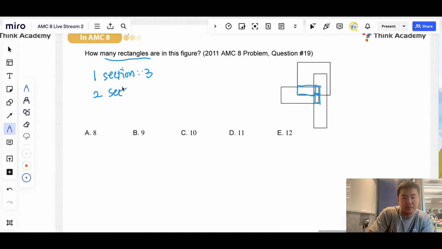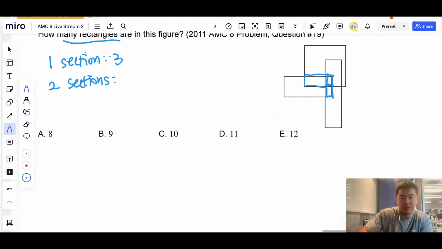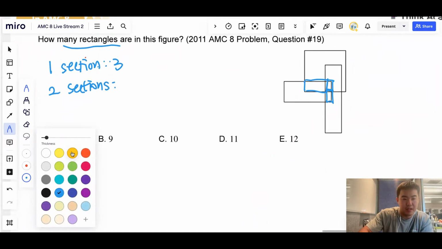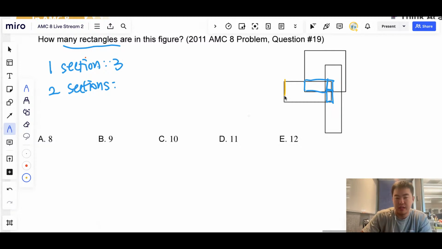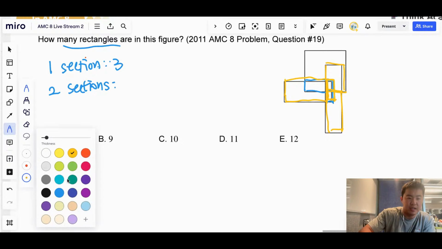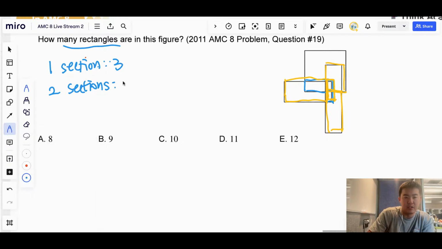And for the 2 sections, we should have 5. Which are the 5? So I shifted too much, so let me get my pen in a different color. How about orange? In this case, this is our first one, composed of more than one section. This is our second one. And this is the third two-section rectangle. This is the fourth. And this is the fifth. So where's another one? Is this one, right? So we should have 5 two-section rectangles. Let's put the answer 5 for the two-section.